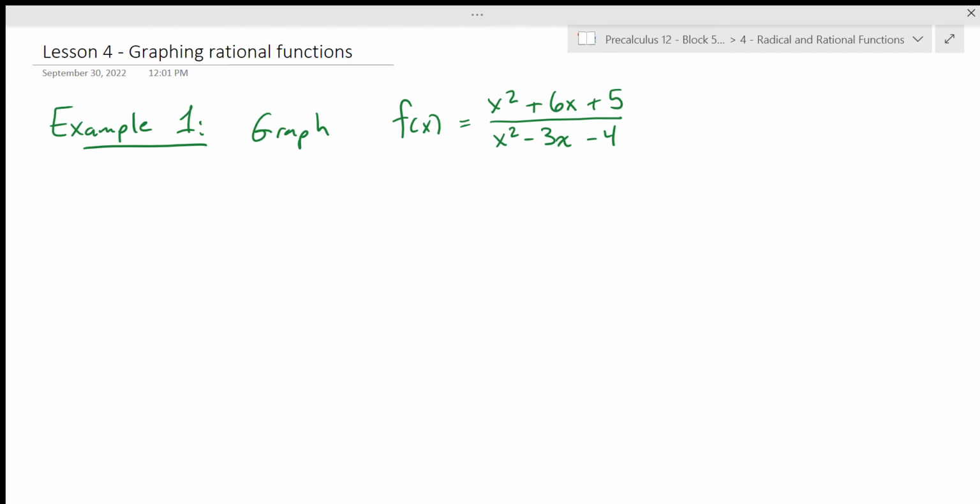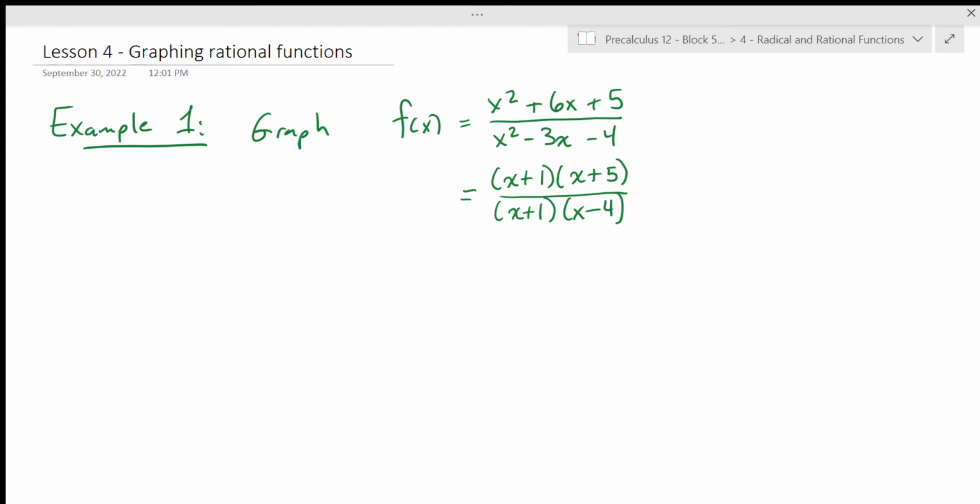The first thing to do is we want to be able to easily identify vertical asymptotes, x-intercepts, and such. So if the polynomial is not factored already and we can factor it, we're going to try to factor it. In the top we get x plus 1 times x plus 5, because those multiply to 5 and add to 6. In the bottom we get x plus 1 and x minus 4.